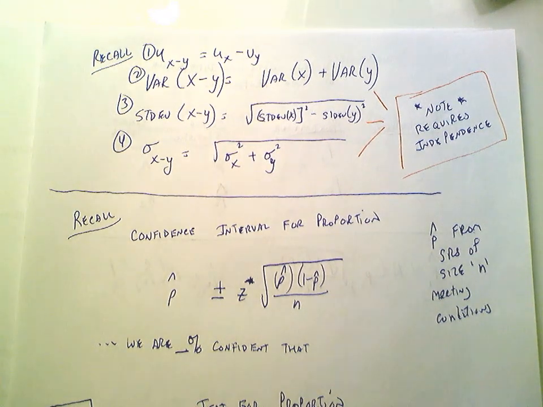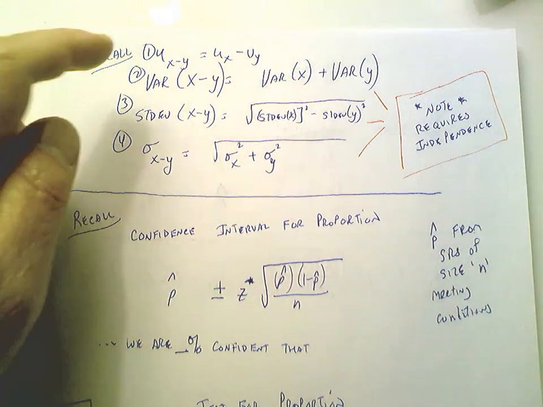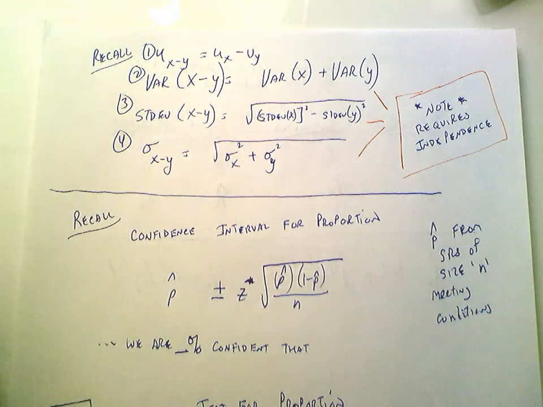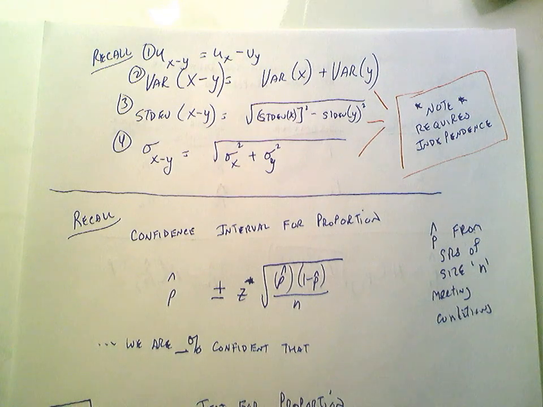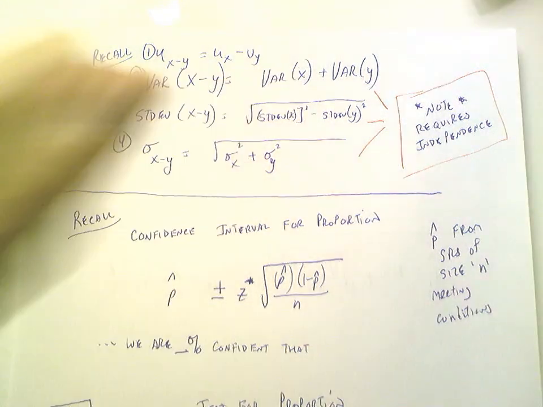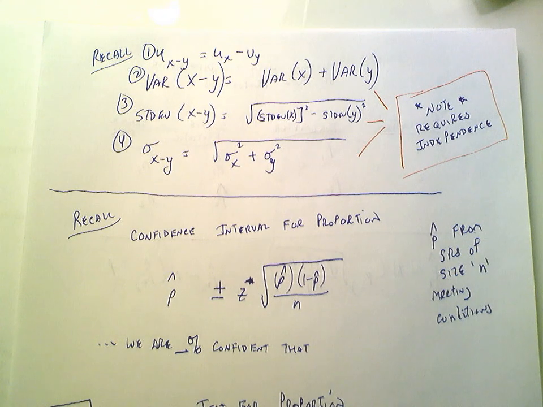So as we get started, there's a couple things I want you to recall. This is from way back when in our earlier chapters. Two independent variables, X and Y. The mean of the difference of two random variables is nothing more than the difference of the two individual means. The variance of one random variable minus another, again, independence is key here, is nothing more than the sum of the variances.